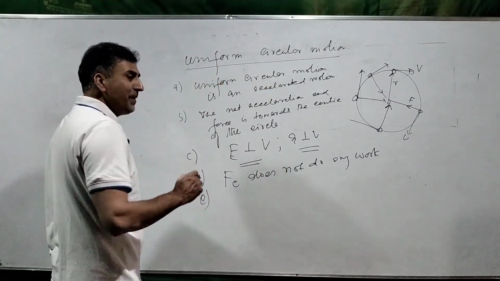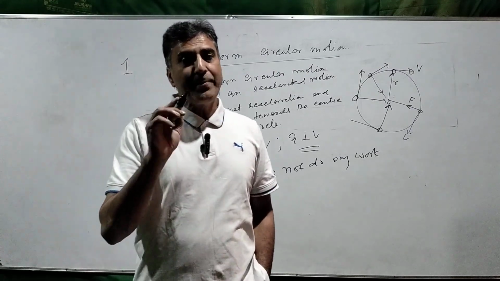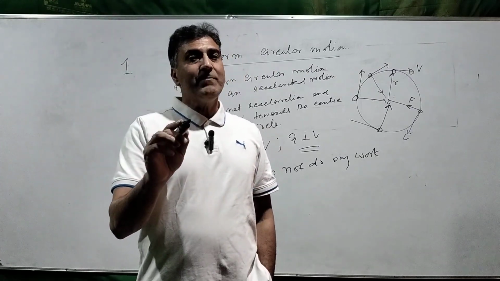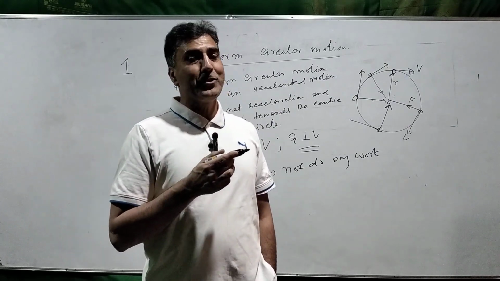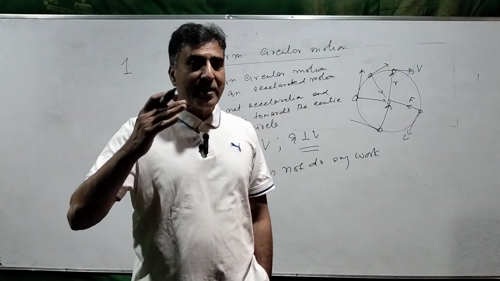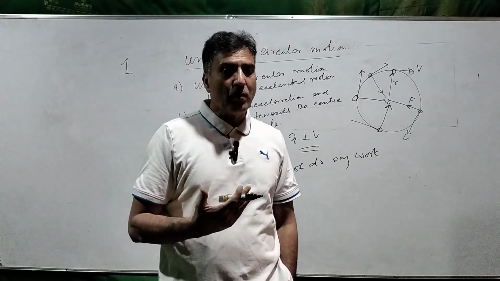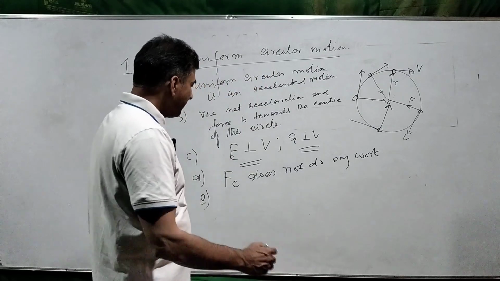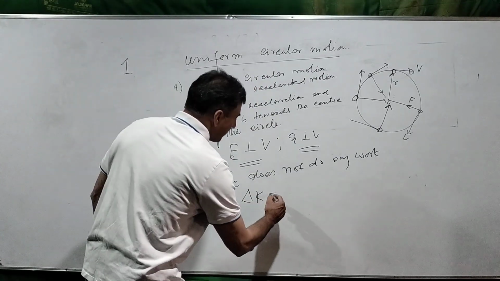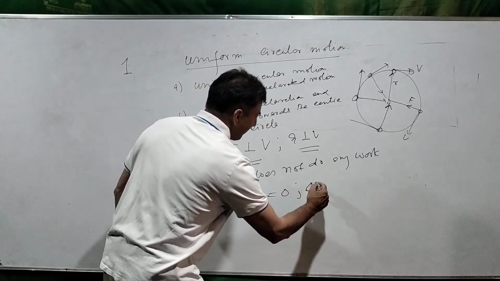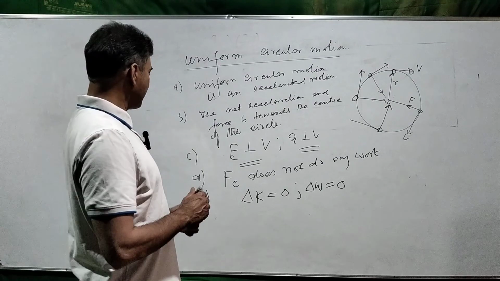E. If it is not doing any work, that means kinetic energy is not changing, because after all, what is the work energy theorem? The work done is equal to the change in kinetic energy. When no work is done on the object moving in a circle, there is no change in kinetic energy. Change in kinetic energy is equal to 0 because work done by the centripetal force is 0.